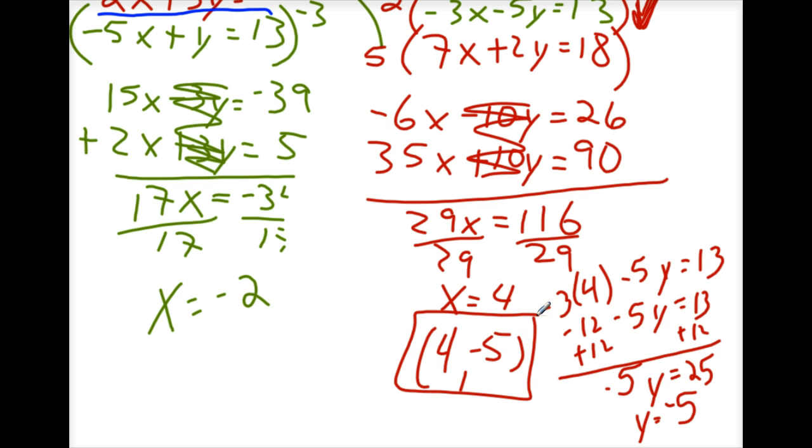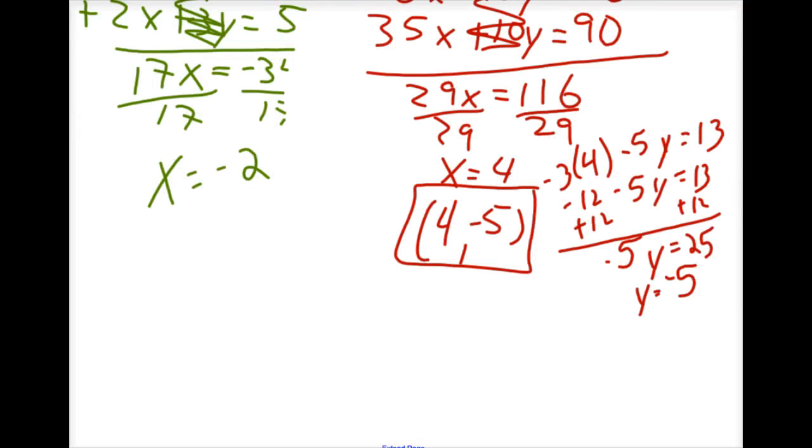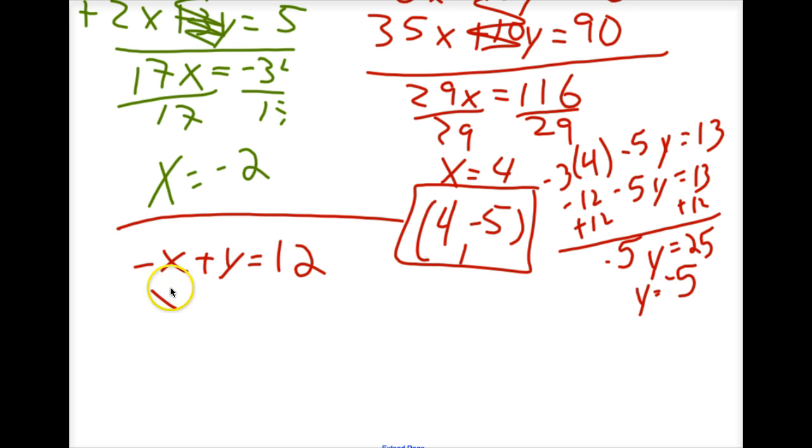That's it. What if they both cancel? $10,000 question of the day. I think you're smart enough to give me an example like that. Make two standard forms where the x's and the y's would cancel out. Negative x plus y equals 12. Now watch what he does here. X minus y equals 5.